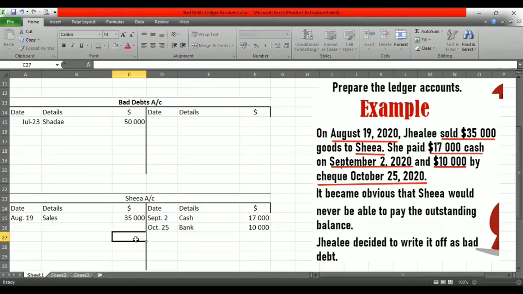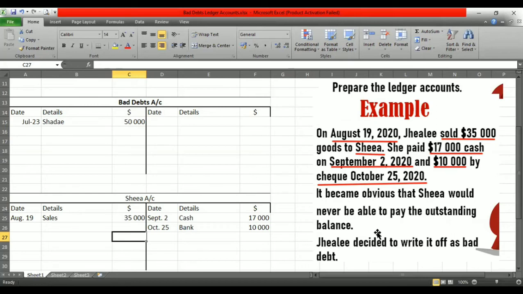So we're seeing where sales of 35,000 was made on credit out to Shay on August 19th. Shay paid $17,000. She also paid $10,000 out of that 35,000. So we're seeing where she's owing to the business based on the balance in the account. Thus far, she's owing $8,000. It became obvious that Shay would never be able to pay the outstanding balance. What is the amount that is owing by her?